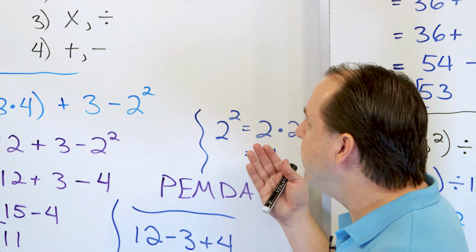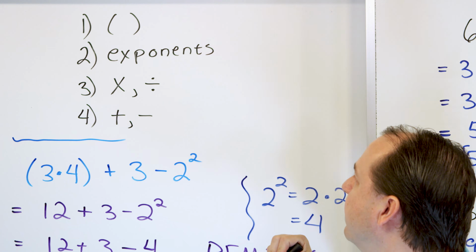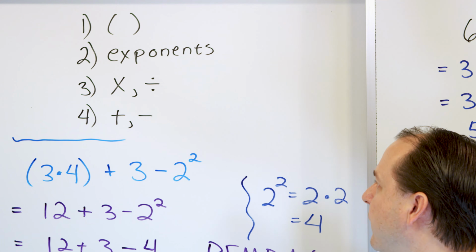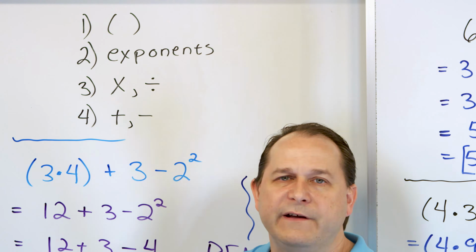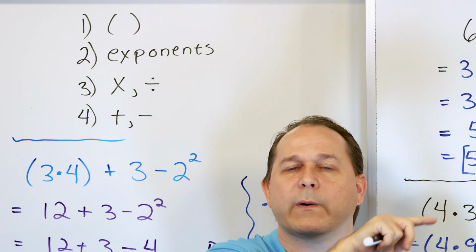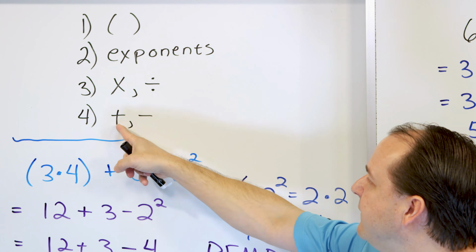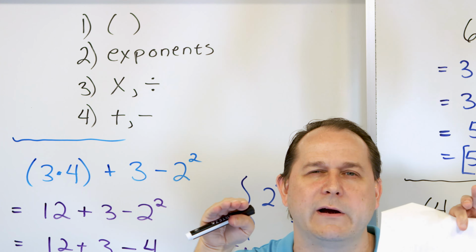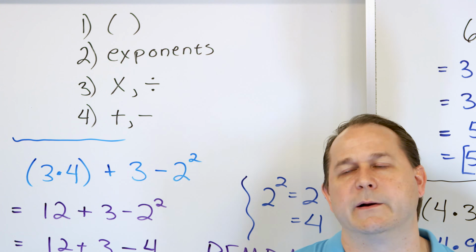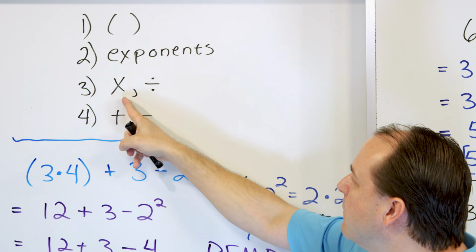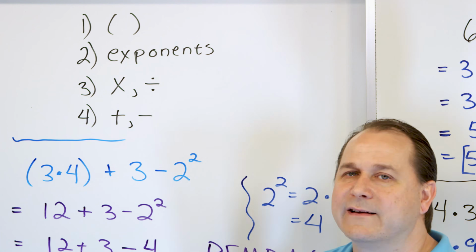So we know from doing these problems that parentheses comes first. Then any exponents come first. Then multiplication and division are at the same priority level, left to right, like reading a book. Then addition and subtraction, again, are at the same priority level, left to right, like reading a book. So parentheses, exponents, multiply, divide, same level, add, subtract, same level.